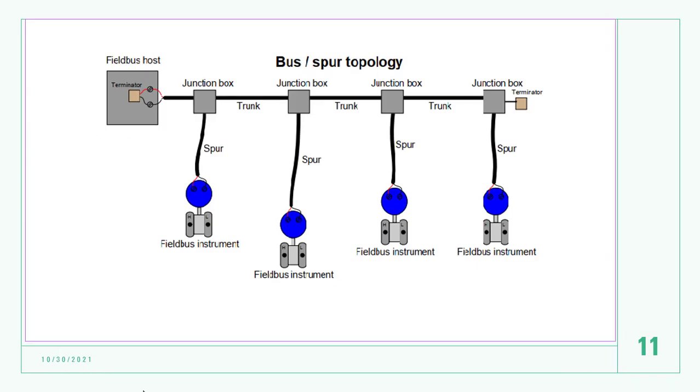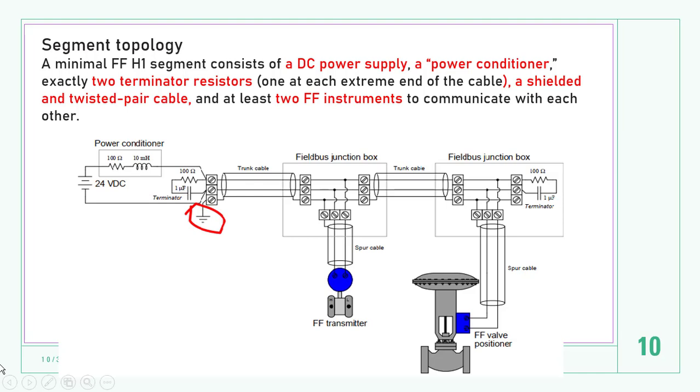Here is the bus with spur topology. The topology has two terminators, one here, one here. This one is a Fieldbus instrument. This is called the spur. This is called the trunk cable. This is the spur cable. Here is the spur cable, and the trunk cable. The terminator is just at the beginning of this cable and the end of this cable. Never use a terminator at a connection in this cable, okay? Never here, okay? Just here and here, two.